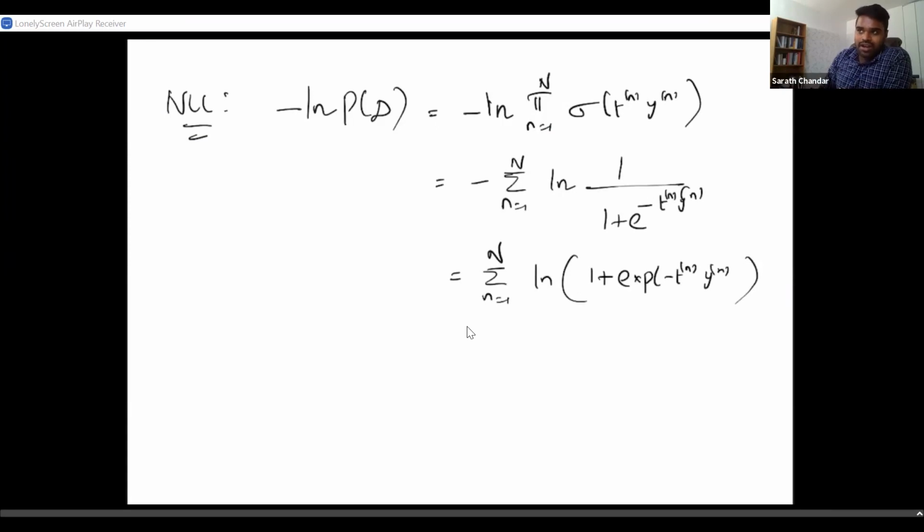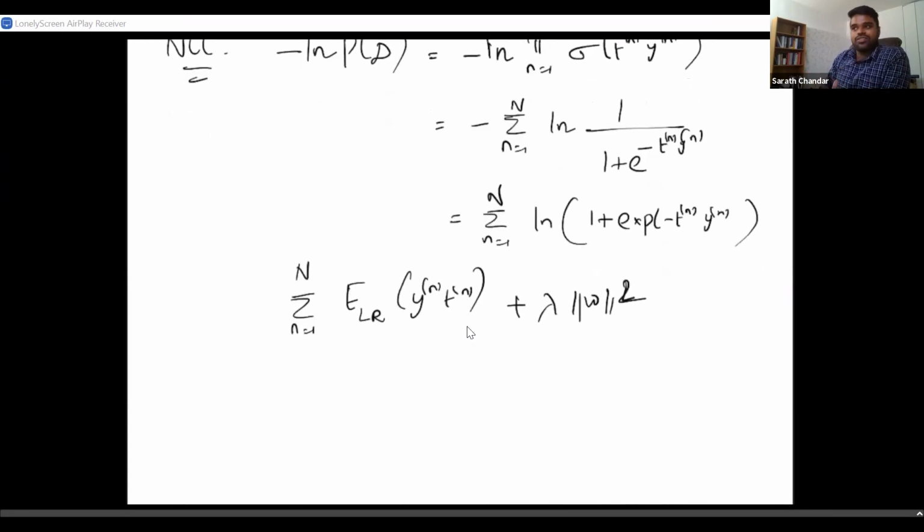Okay, now I can add an L2 regularizer to this. The loss function becomes summation over n is equal to 1 to capital N ELR of y of n t of n plus lambda times the regularizer. So I'm doing all this reformulation just to have an equivalent loss function like how we had for, say, the hinge loss. Okay, so here ELR is given by this.